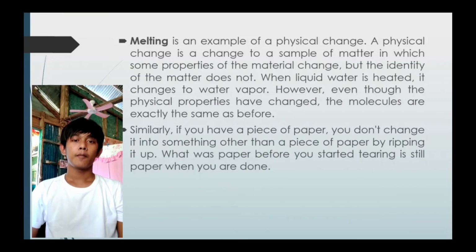So basically, melting is a change of solid into a liquid. When heat is applied, we need heat in order to melt something. For example, for a candle to melt, we need fire in order to melt it. And fire produces heat, and heat makes the candle melt, and that is melting.